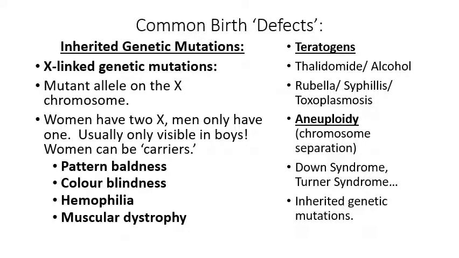So examples of X-linked genetic mutations include pattern baldness. That's what they mean when they say baldness comes from your mother's side of the family. If you're male, you got your Y chromosome from your father, and therefore the only place you could have gotten your X chromosome with the baldness allele on it is from your mother. Color blindness as well, that's another one. Hemophilia, which we already mentioned, and muscular dystrophy. So these are 4 examples of X-linked genetic mutations or X-linked genetic diseases.